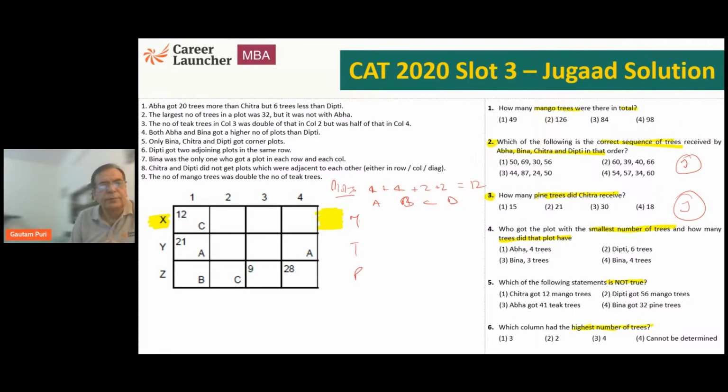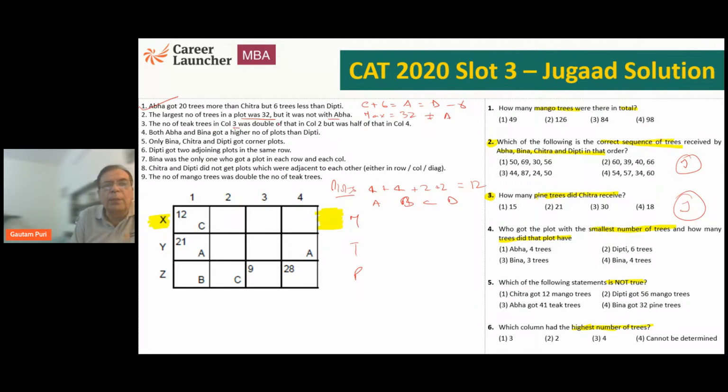Okay. Abha got 20 trees more than Chitra, but 6 less than Deepti. So, Chitra plus 6 is equal to Abha, which is equal to Deepti minus 6. Abha got 6 trees less than Deepti. The largest number of trees in a plot was 32, not with Abha. Maximum is equal to 32, but not equal to Abha.